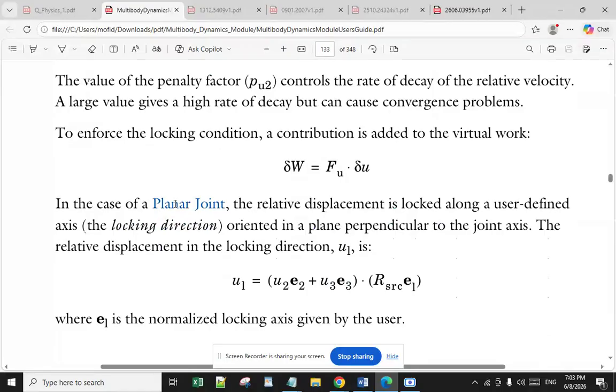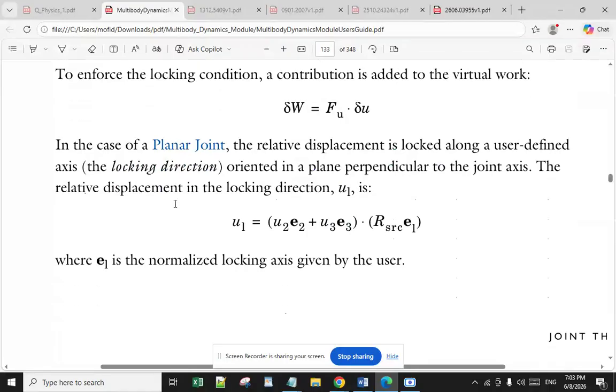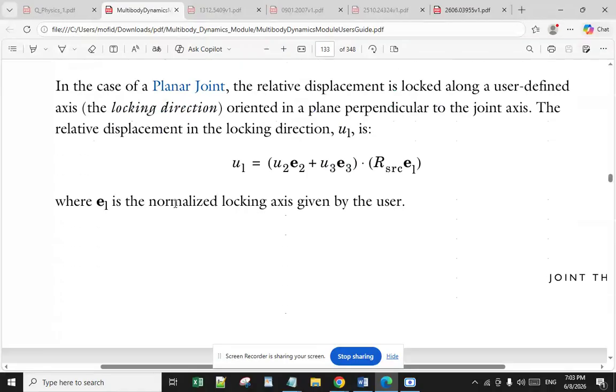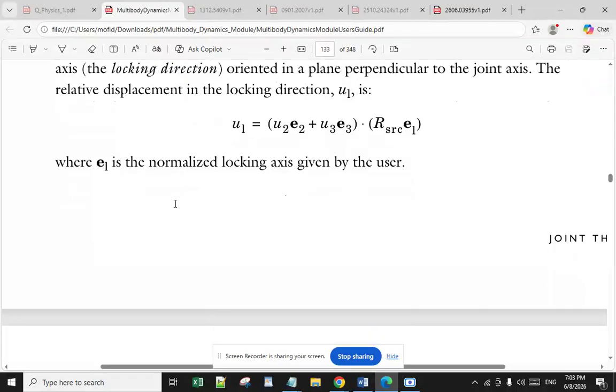To enforce the locking condition, a contribution is added to the virtual work. Delta W is equal to F_AU multiplied by delta U. In the case of a planar joint, the relative displacement is locked along a user-defined axis. The locking direction is oriented in a plane perpendicular to the joint axis. The relative displacement in the locking direction, U1, is equal to (U2 plus U3) multiplied by e1, where e1 is the normalized locking axis given by the user.